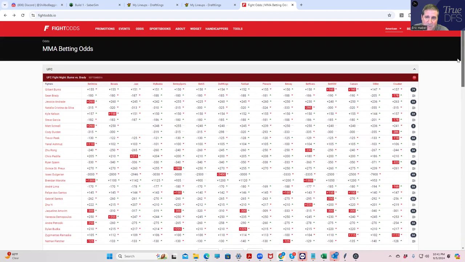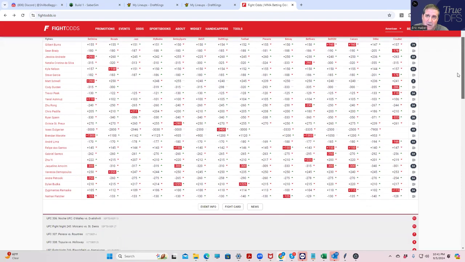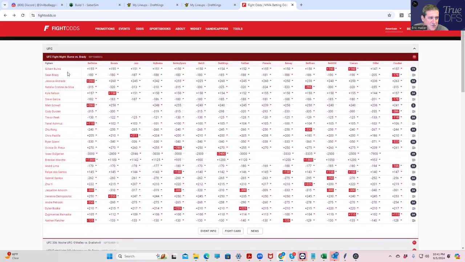Now you're going to have to be right with respect to those fights delivering, but it certainly looks like that's going to happen. Well, first of all, the main event, Gilbert Burns versus Sean Brady.